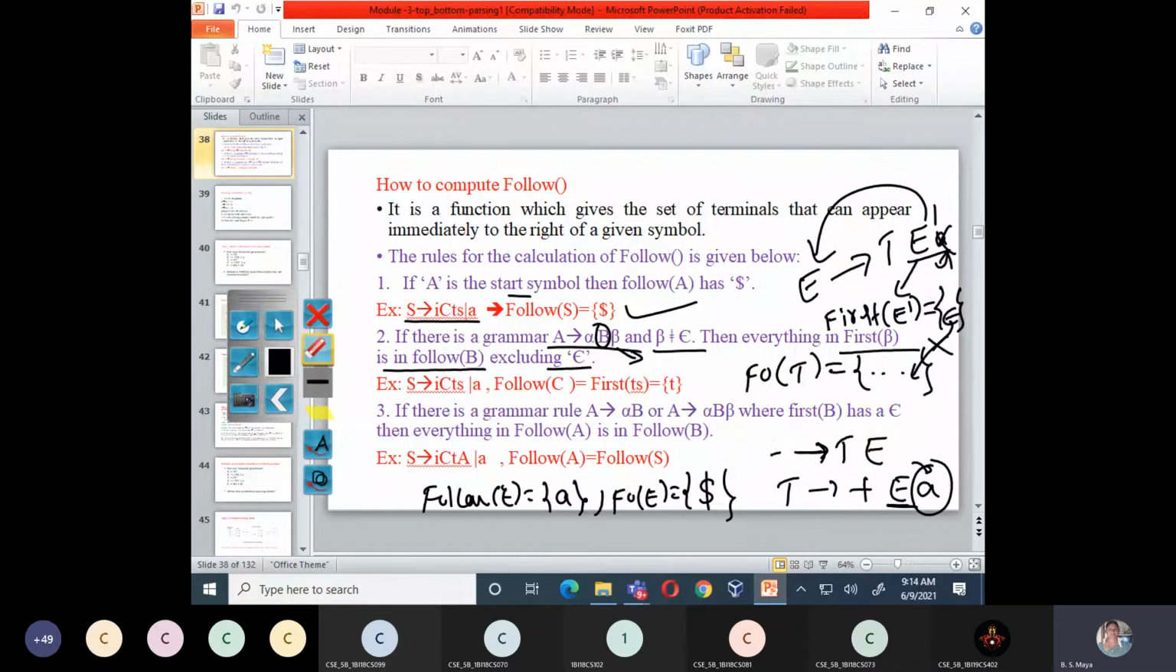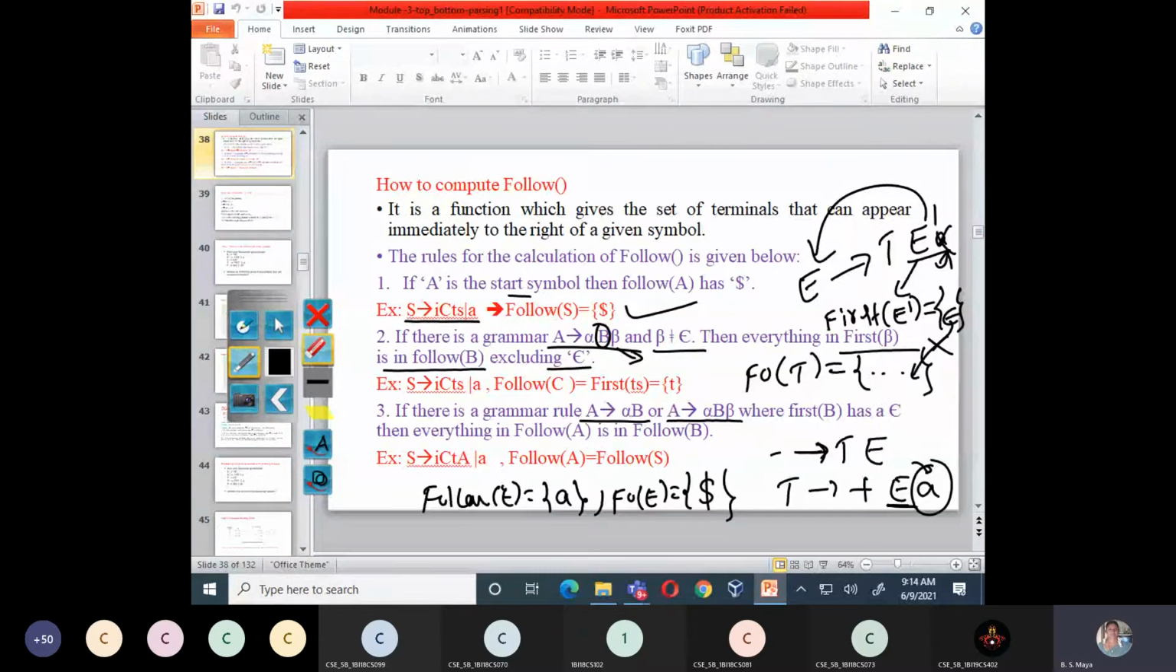Copied on the third rule. If there is a grammar rule, A derives alpha B, you see it, after B nothing should be there. That is empty. A derives alpha B. Or I have another type, A derives alpha B beta. The second type, where first of B has epsilon.